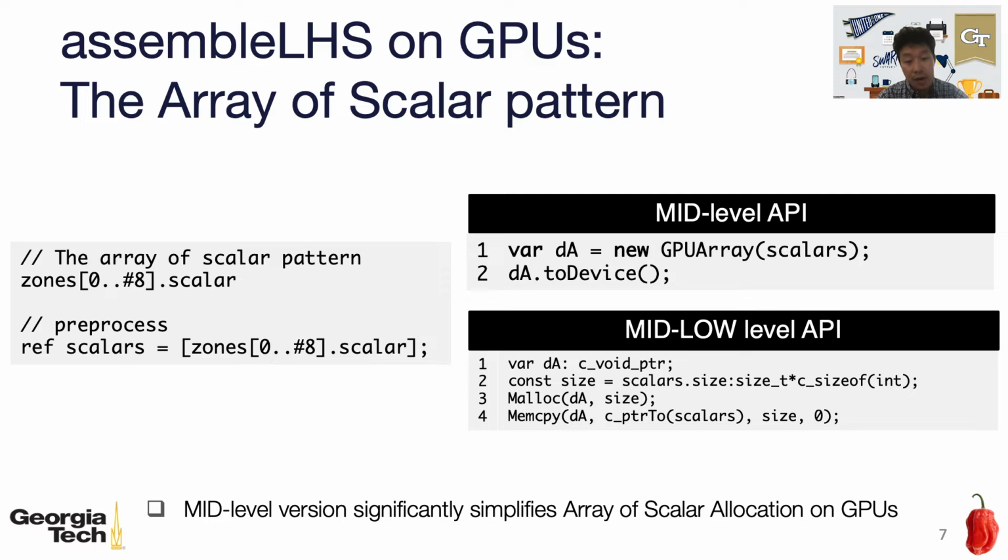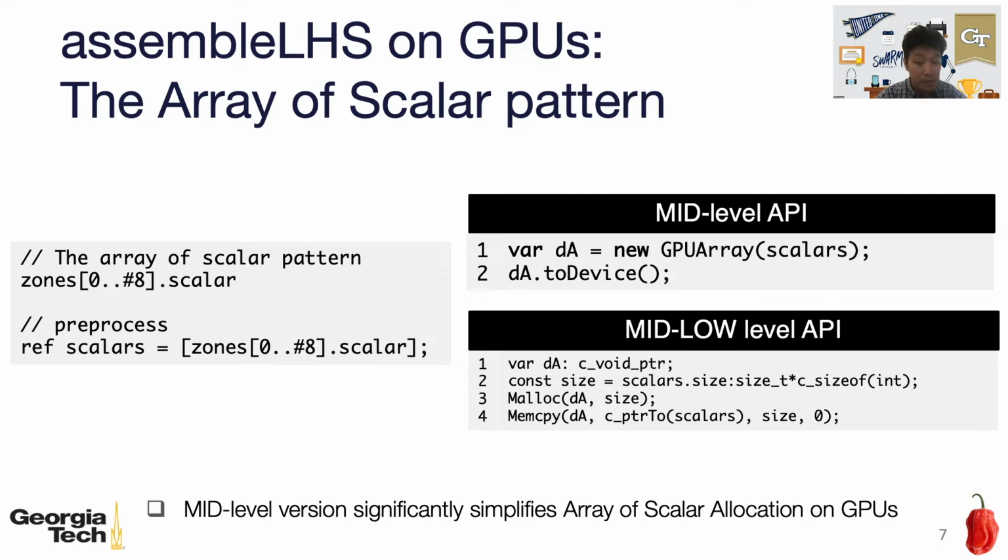Okay, so let's talk about the array of scalar pattern. This pattern basically deals with multiple scalar variables, and we did some pre-processing so they can be packed into a single Chapel array, as you can see on your left. And for those who aren't very familiar with our GPU API module, the module essentially provides a multi-level Chapel GPU API, which helps the user to write device memory allocation, reallocation, and host to device to host data transfer in Chapel. And currently, we have two tiers of API, mid-level and mid-low level API.